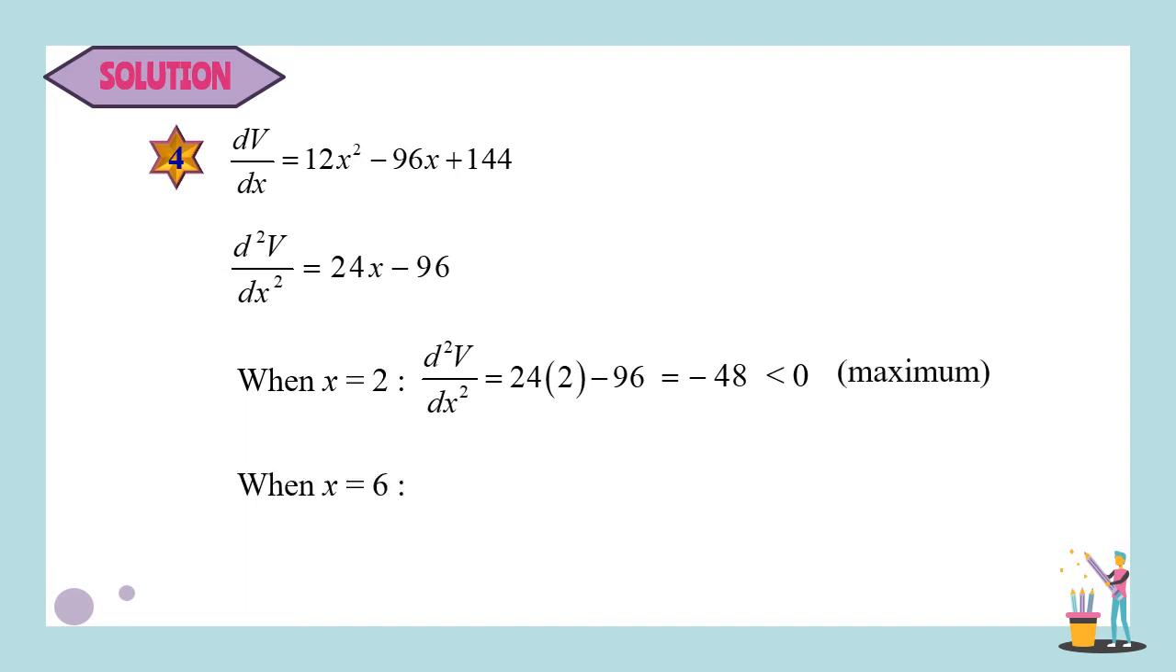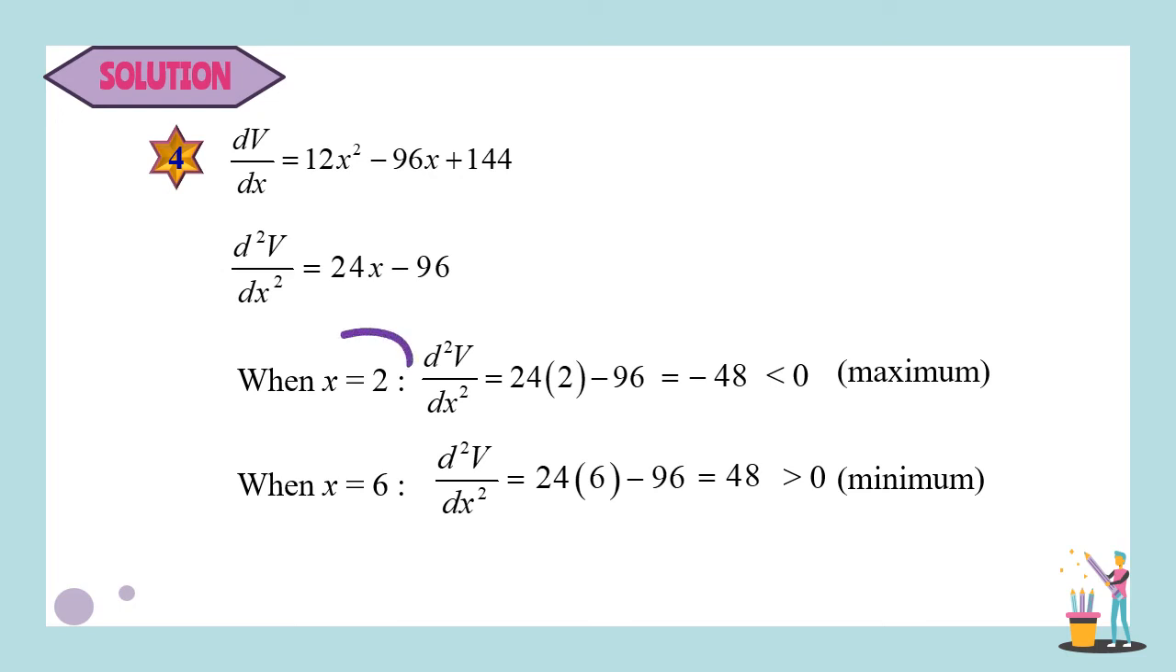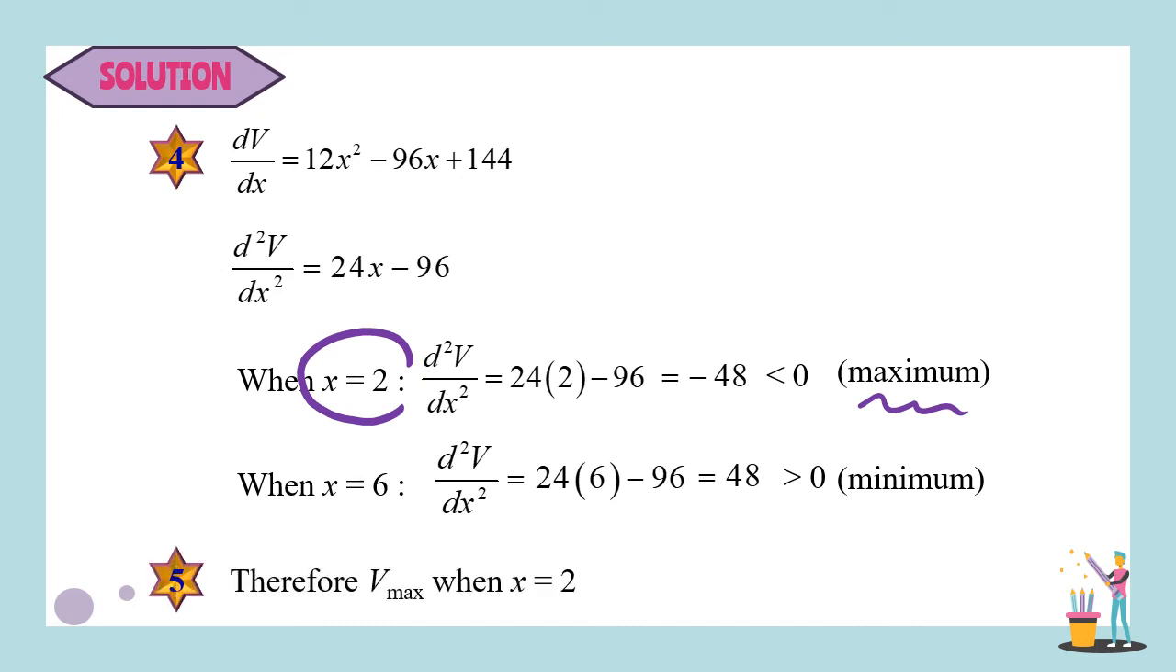And then when x equal to 6, we substitute the value and we get the second derivative equal to 48, which is more than 0. So it will be minimized. So which one should we use? Yes, when x equal to 2, because it will be maximizing the volume. So the conclusion will be, therefore the volume will be maximized when x equal to 2. Let's say the question asks what is the maximum value the box can hold, that means we just have to substitute the value of 2 into the function V(x).